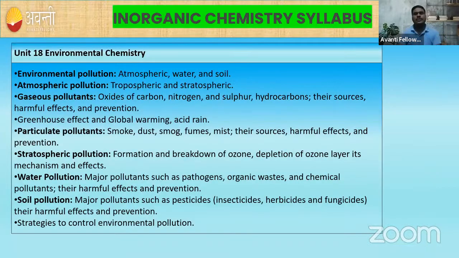Now, the next inorganic chemistry syllabus is environmental chemistry. This is the last one in inorganic chemistry. So we have 10 chapters in physical and 8 chapters in inorganic chemistry. Basically in environmental chemistry, we are going to study atmospheric pollution, environmental pollution, that is gaseous pollution, particulate pollution, stratospheric pollution, and water and soil pollution. So we are going to cover this pollution part.